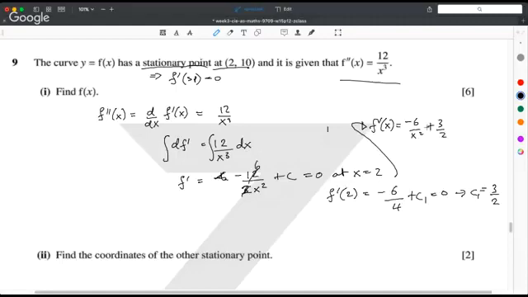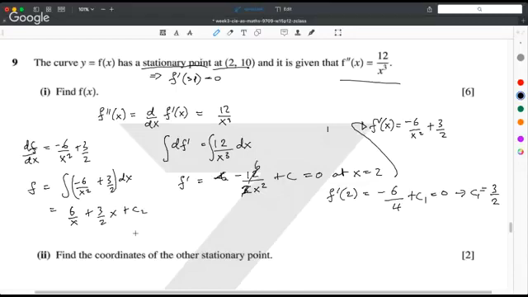But we want f of x, so we have to integrate again. So we have that df dx is equal to minus 6 on x squared plus 3/2. So that means that if we integrate this, we get that f is equal to the integral of minus 6 on x squared plus 3/2 dx, which is 6 over x plus 3/2 times x plus c2, another constant of integration.